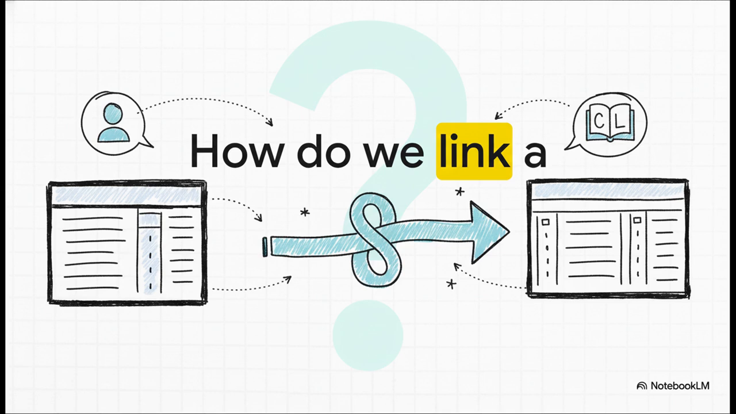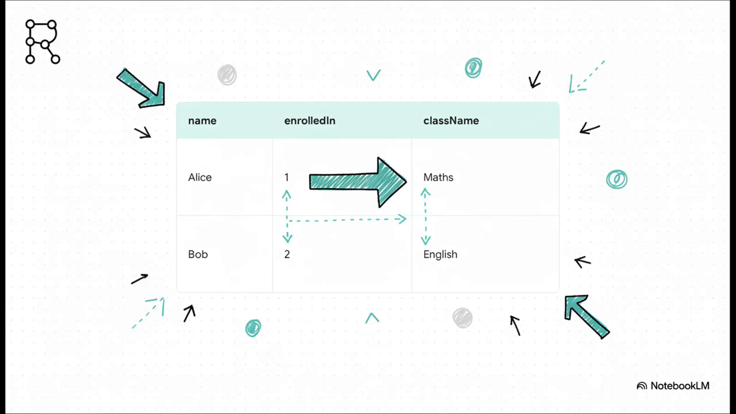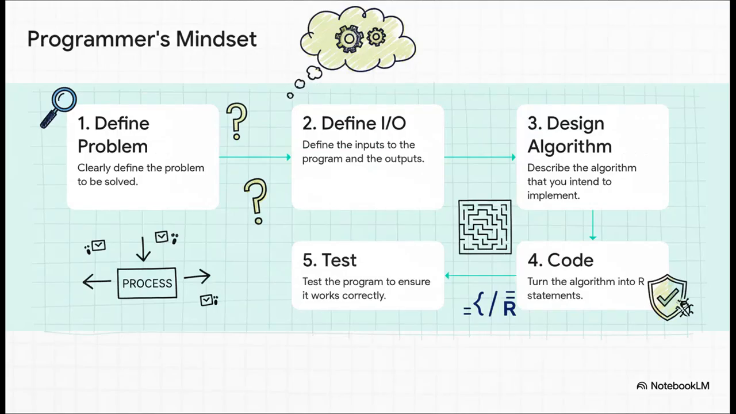How do we tell the computer, hey, look at Alice's enrolled in number, then go find that same number in the other table and pull out the actual class name for me? The answer is a powerful command called a join. It's like magic. We just tell R to match up the rows where the enrolled in column from our first table is the same as the class ID column from the second. And bam, just like that, it builds us a brand new combined table. And suddenly, it's perfectly clear. Alice is in Maths, Bob is in English. We've connected the dots.